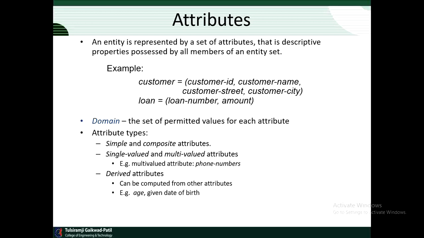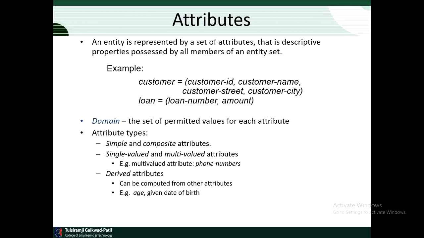Then domain: the set of permitted values for each attribute is called a domain. Suppose we take the example of an account. So the account balance should not be less than 0, so -1 or any value less than 0 will not be permitted in account balance. So this is the set of permitted values for each attribute. So each attribute has its specific minimum value, that is called the domain of that attribute.